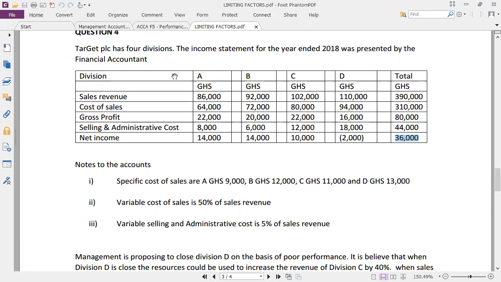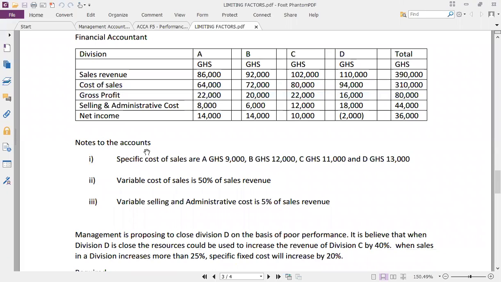The first, Target PLC had 4 divisions. The income statement for the year ended 2018 presented by financial accountants. Sales revenue, all of them are there. Cost of sales. Don't forget that the accountant uses absorption, so the cost of sales is the full cost of sales. That means variable cost of sales plus fixed production overhead. Gross profit is there. Selling and administrative costs are also there. Net income, all of them are there.